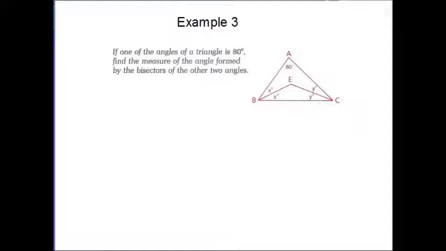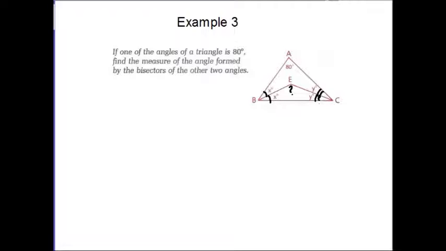For our third example, we have a tricky one. If one of the angles of a triangle is 80 degrees, find the measure of the angle formed by the bisectors of the other two angles. So here's what we know: the 180 degree angle, and that this angle here is bisected, and this angle is different, but bisected. That's all we know. What we're looking for is the measure of the angle that's formed where those bisectors meet, so we're looking for the measure of angle BEC.